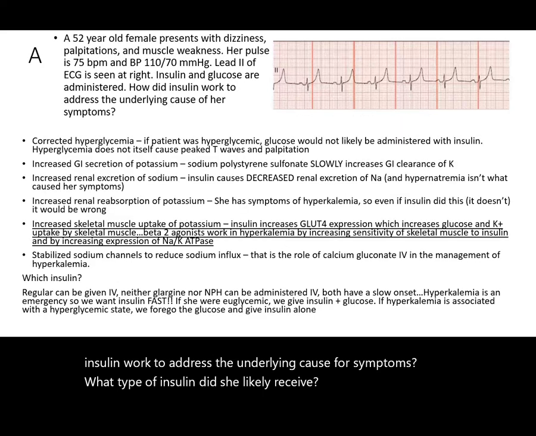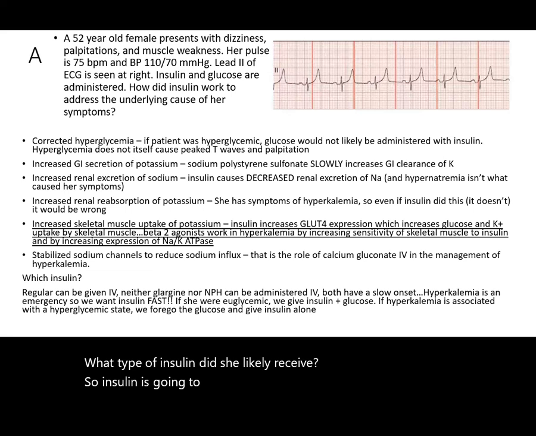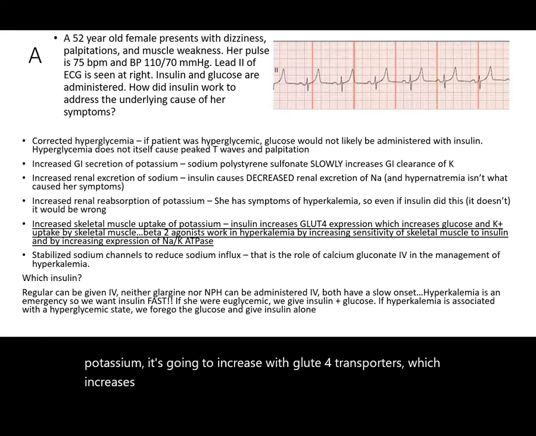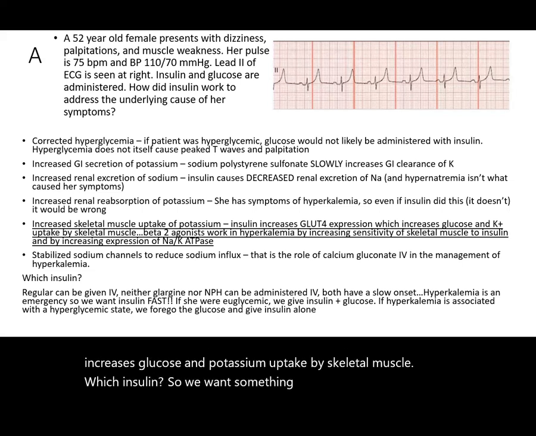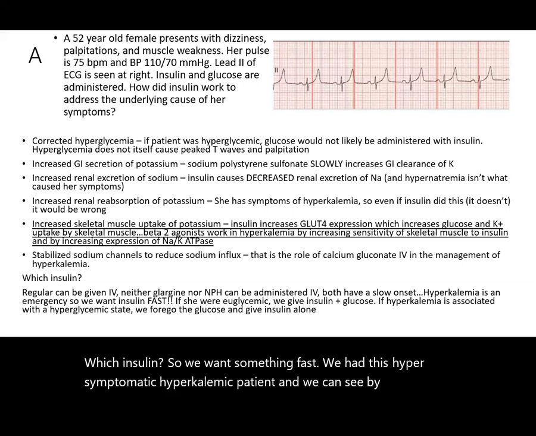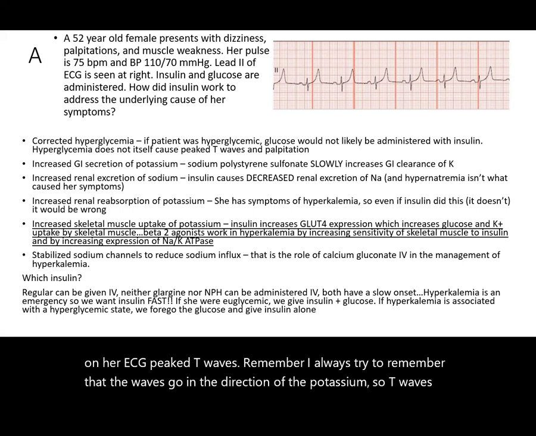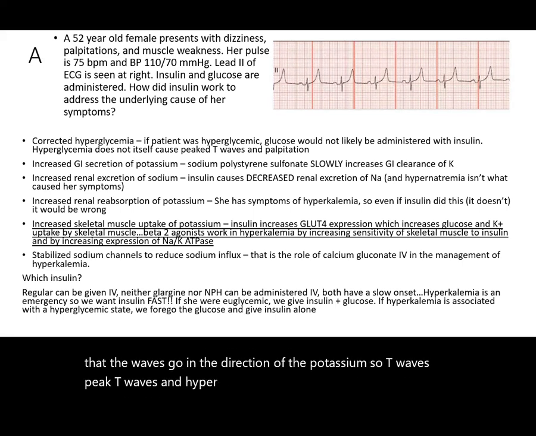So insulin is going to increase skeletal muscle uptake of potassium. It's going to increase those GLUT4 transporters, which increases glucose and potassium uptake by skeletal muscle. Which insulin? So we want something fast. We had this symptomatic hyperkalemic patient, and we can see by the T waves on her ECG, peaked T waves. Remember, I always try to remember that the waves go in the direction of the potassium. So peaked T waves in hyper, U waves in hypo.